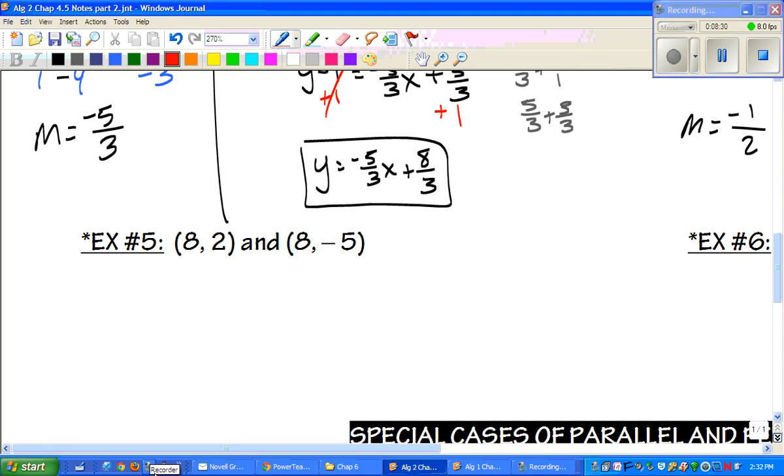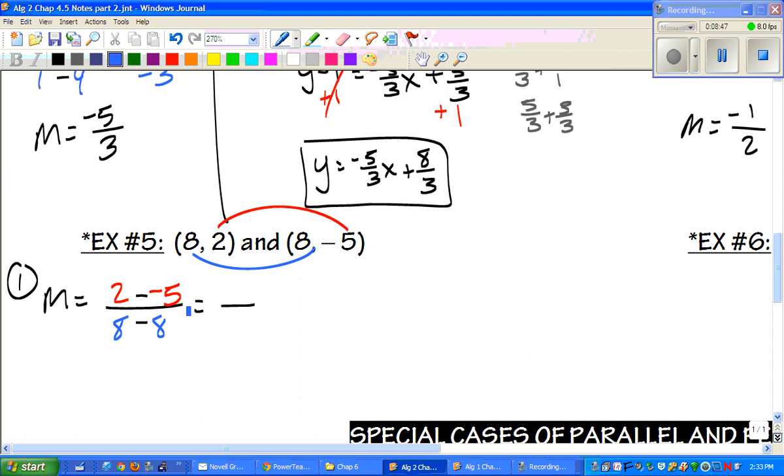All right, example number 5. We're talking about special cases now. So let's go ahead and find the slope. So remember, y's go on the top, and the x's go on the bottom. So the top we get 7. The bottom, 8 minus 8 is, ooh, 0 on the bottom. Okay, we have to know that that is an undefined slope. And if you remember, undefined slopes are actually vertical lines.